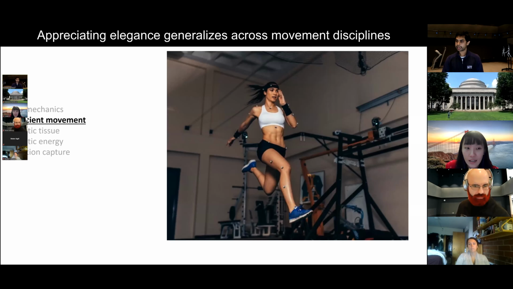So appreciating elegance generalizes across movement disciplines. It's not just one. And somehow, even if you're not trained in a specific discipline, if we watch somebody who is really, really good, say we're watching Olympics, we sort of know, okay, so this person is good. How can we tell that? That's also an interesting question.